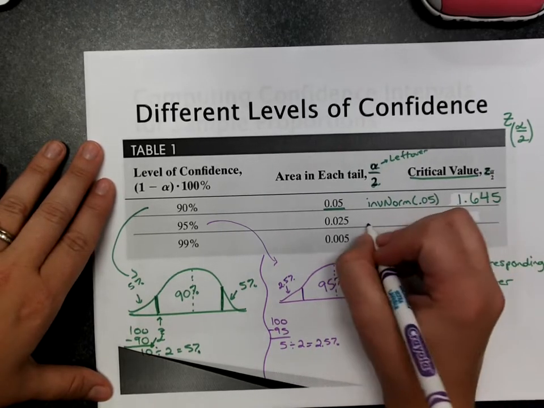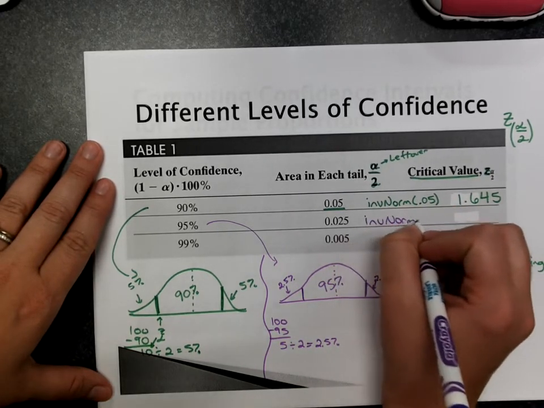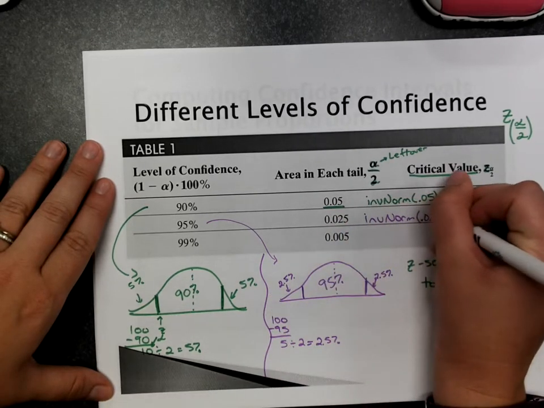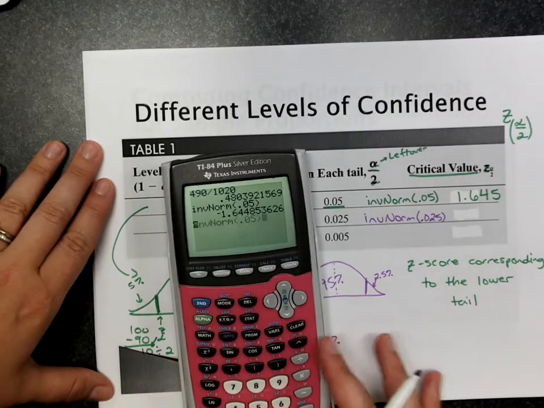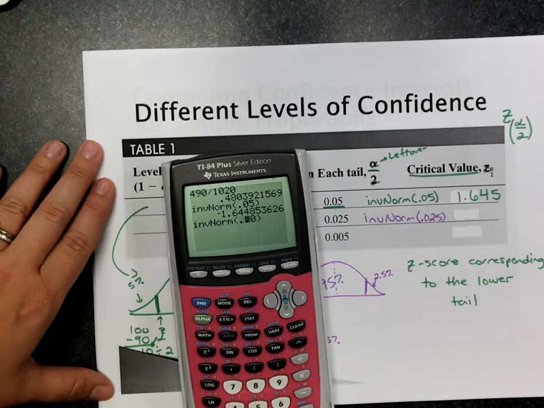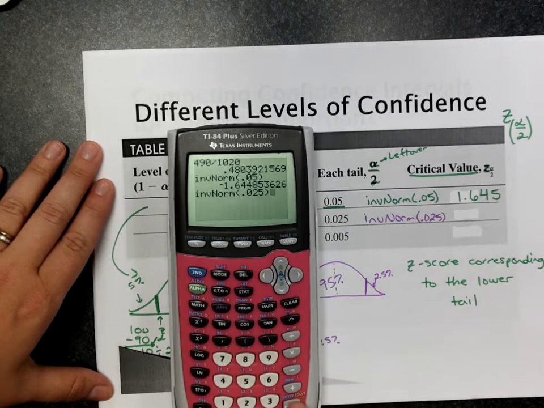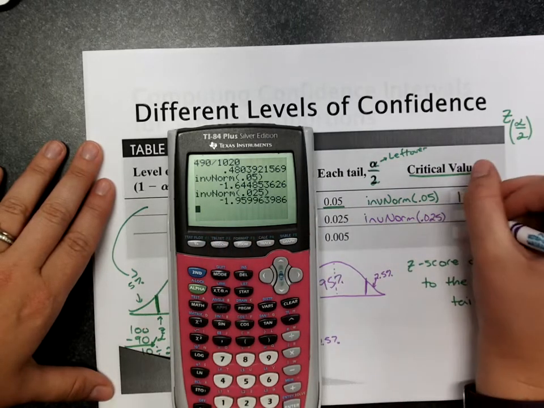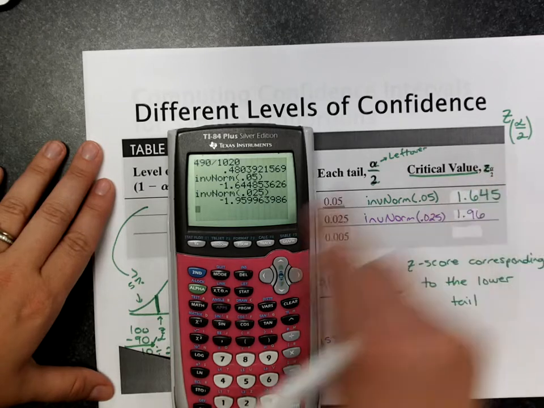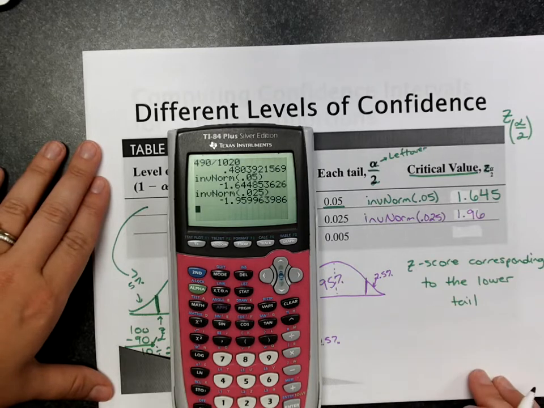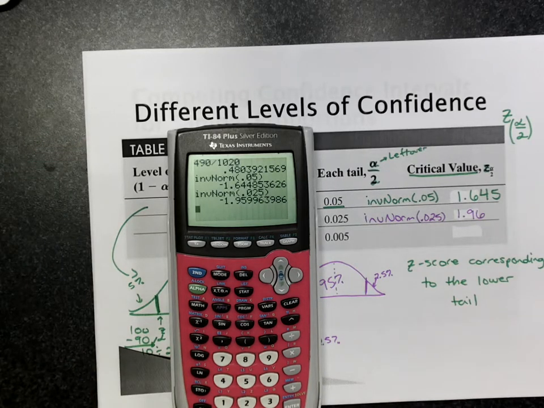So what I'm going to do is inverse normal. I always have to convert my percentage to a decimal, which is why they have 0.025. And if I do that, 0.025. So you can hit second enter, or you can go back to second vars. Again, ignore the negative. That's where they're getting 1.96. So that rounds off to a 6. So that's the critical value corresponding to 95% confidence. And we can do that one more time.